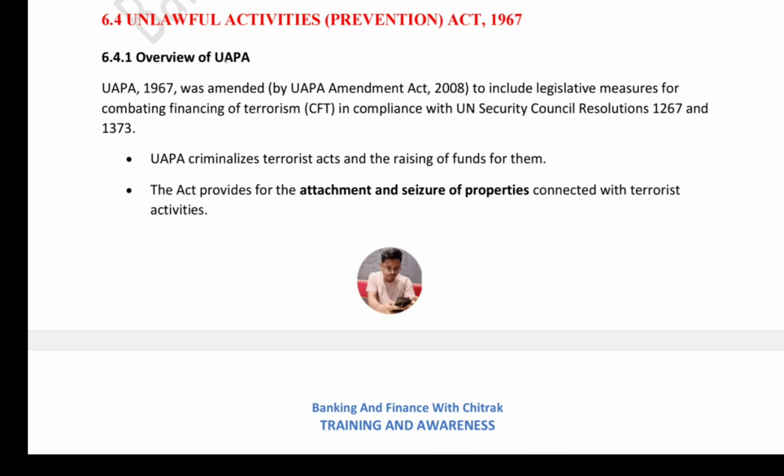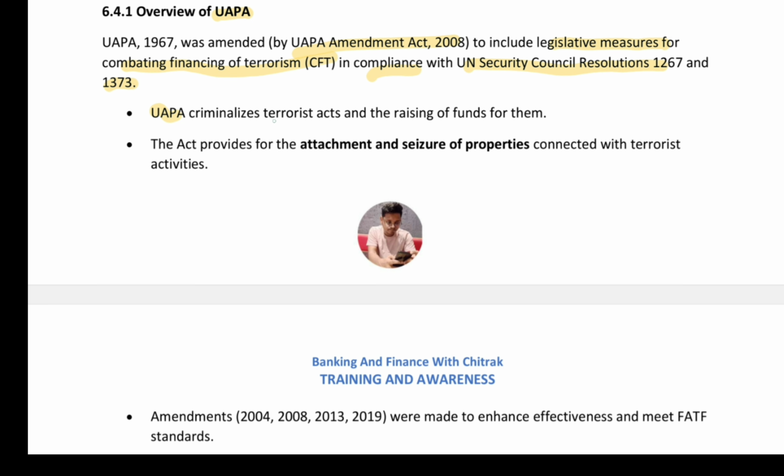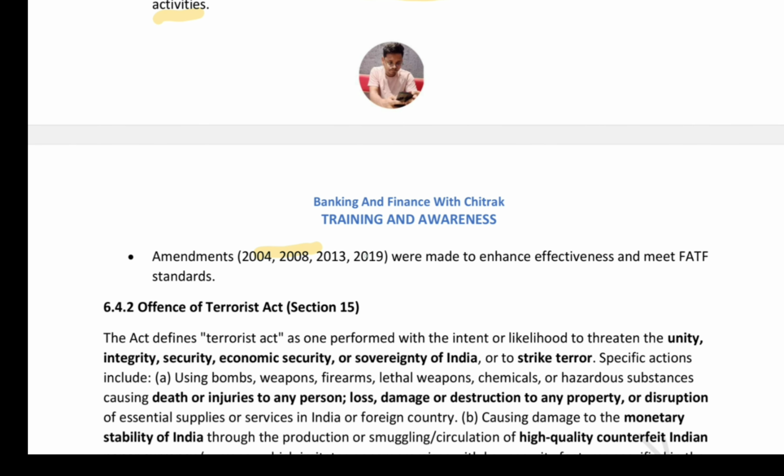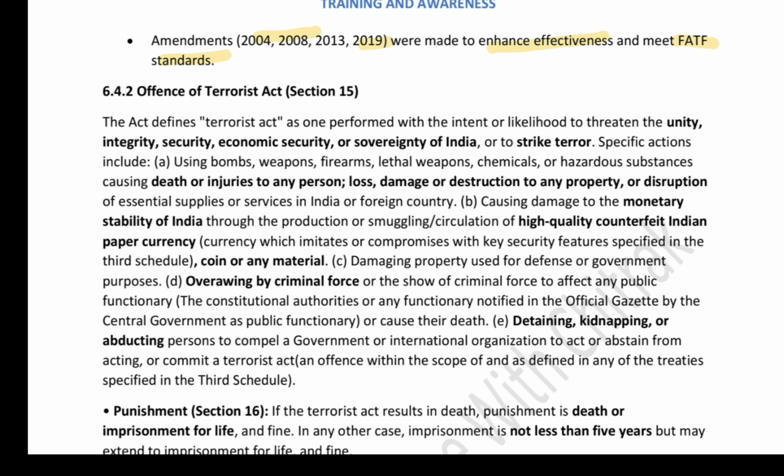Next we have the UAPA, or the Unlawful Activities Prevention Act of 1967. This act was amended by the UAPA Amendment Act 2008 to include legislative measures for combating financing of terrorism in compliance with the UN Security Council resolutions 1267 and 1373. The UAPA criminalizes terrorist acts and the raising of funds for them. The act provides for the attachment and seizure of properties connected with terrorist activities, and it was amended in 2004, 8, 13 and 19 to enhance its effectiveness and meet the FATF standards.